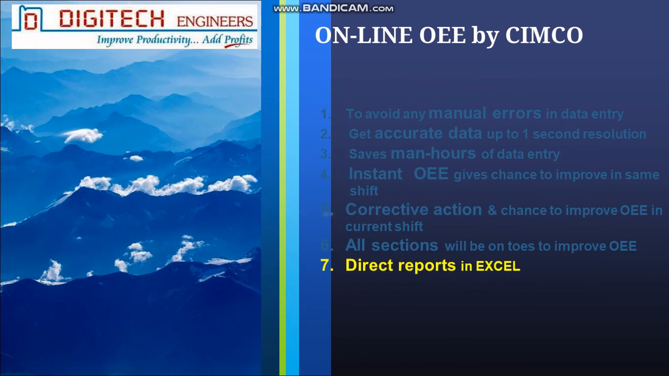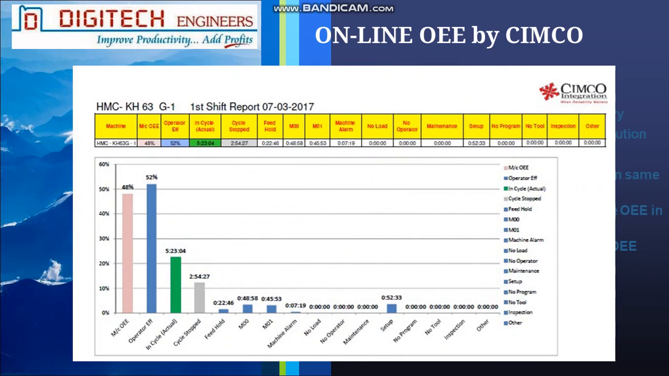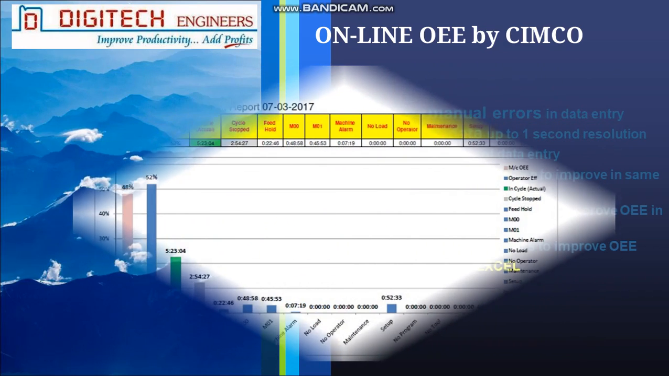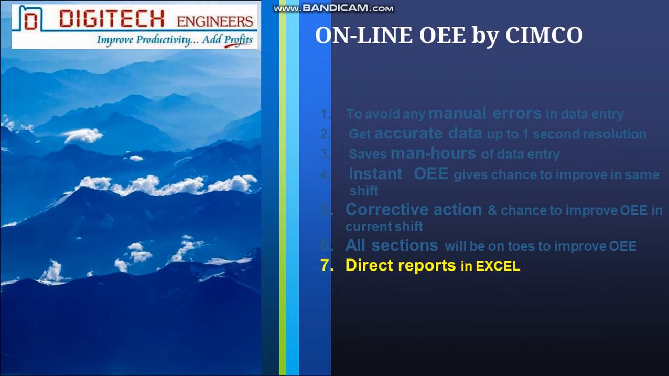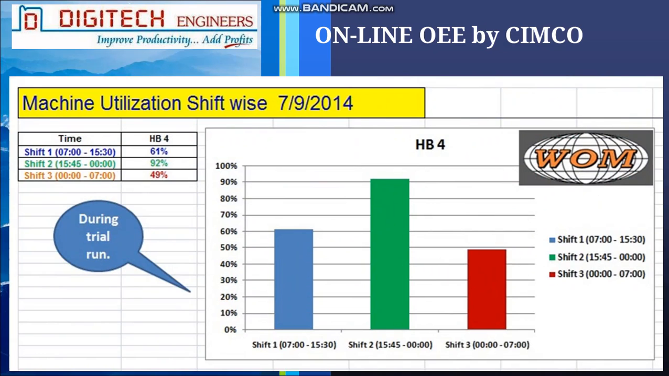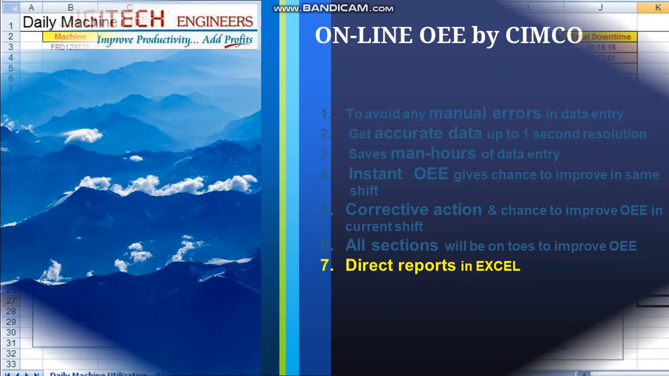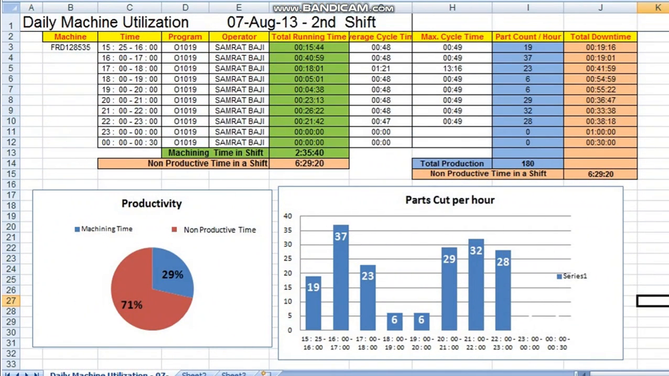These are some of our customers' sample reports. You can get this kind of graph as well as data. Here you can see the machine utilization shift wise. This is a typical automobile industry report where every hour you can get the productivity or the parts produced. This is a typical CNC lathe where the number of parts are done quite fast as compared to VMC or HMC.